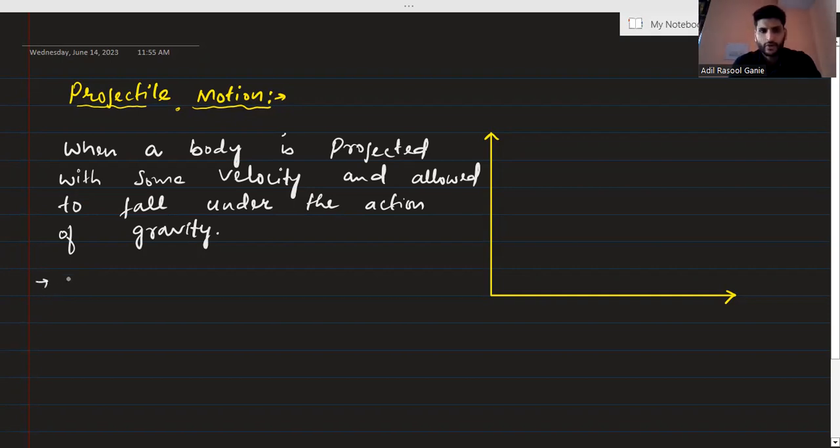Now let's talk about horizontal projectile motion. Sorry, angular projectile motion.